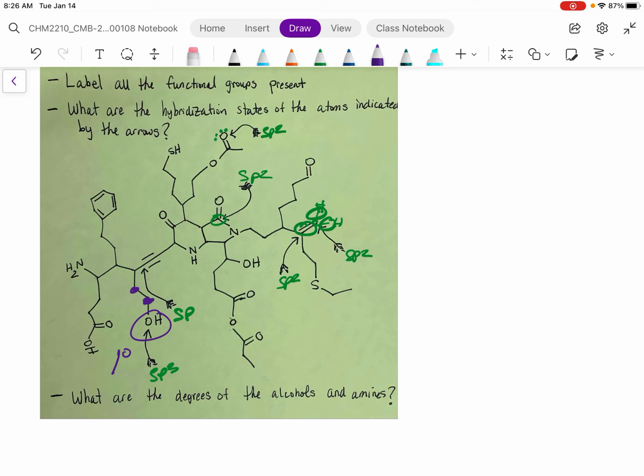Let's see, where do we have another alcohol in here? Right here? Okay. So that is what? Secondary. That's a secondary alcohol. And there's only 2 of them, right? Isn't that an alcohol? That's a carboxylic acid.